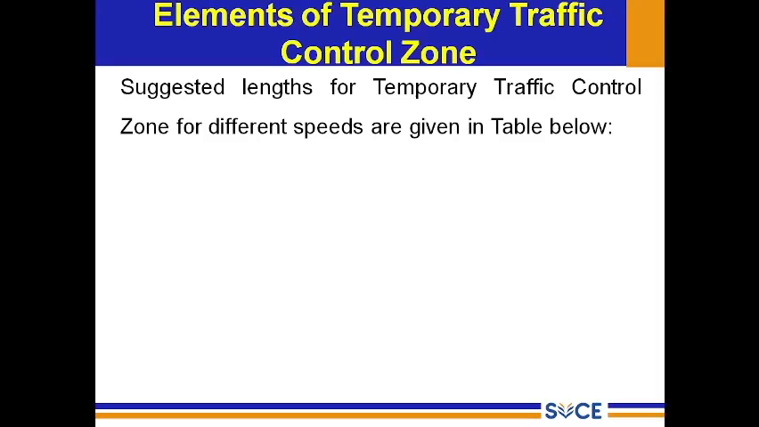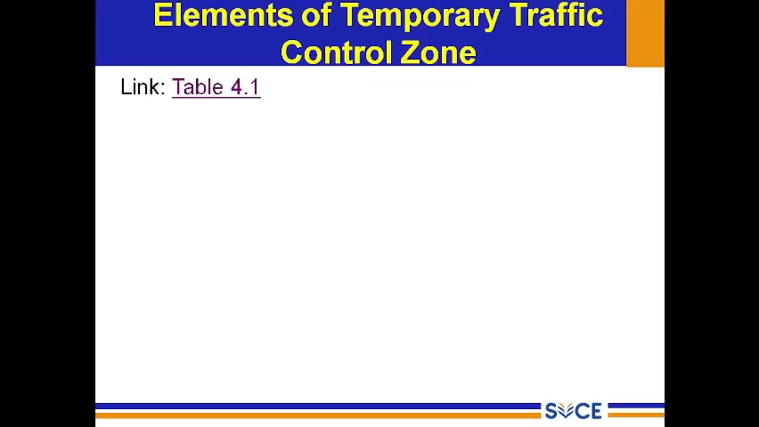The length of this temporary traffic control zone varies depending upon the existing speed or the design speed of your road. On an urban road the speed may be different, whereas on a national highway the speed is different. So it depends upon the existing speed conditions; the length of transition zones and the length of work zones everything varies. For that, IRC has given some guidelines on what distance you need to maintain and how much length of work zone you need to maintain. We will discuss that in Table 4.1.